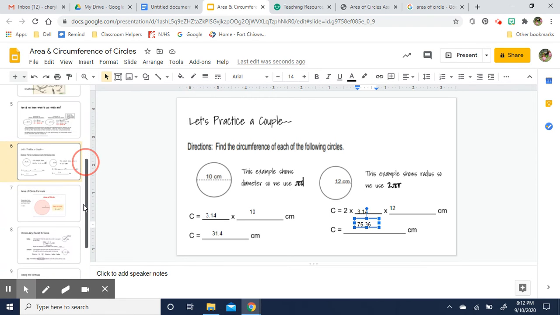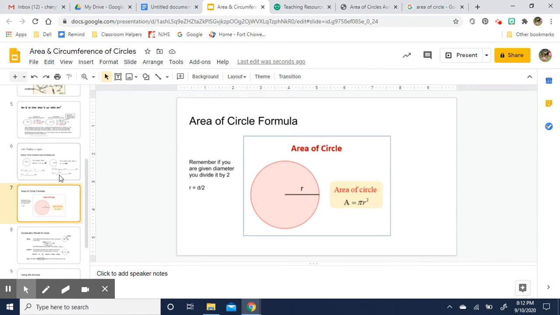All right, so now let's move to the area of a circle. The area of a circle's formula is area is equal to pi multiplied to r squared. When you don't see the multiplication symbol, it's assumed. Any kind of letters or numbers with letters are multiplied. And remember, if you're given the diameter, you have to divide it by 2. We have to have the radius for our area formula.